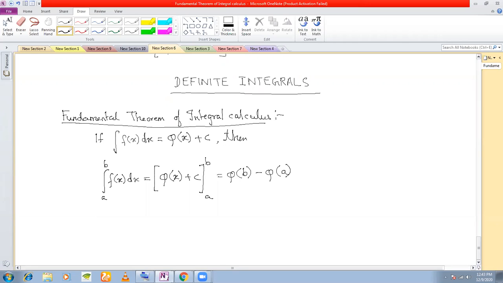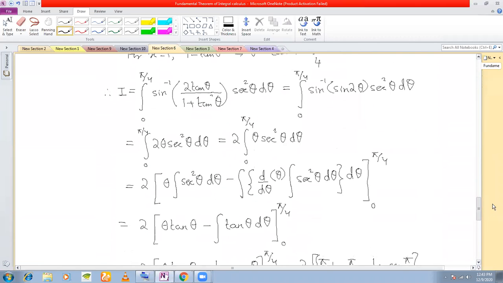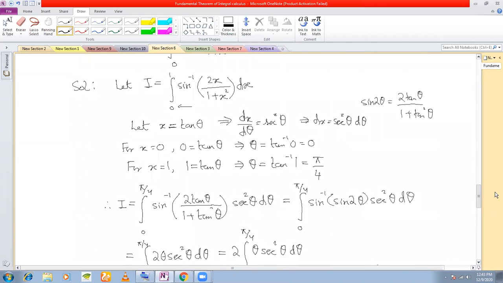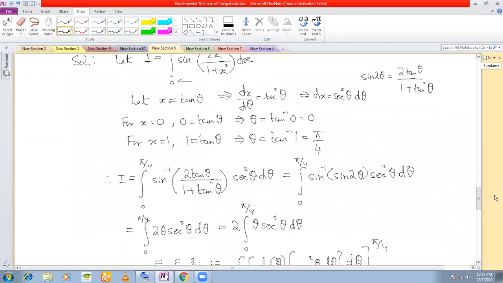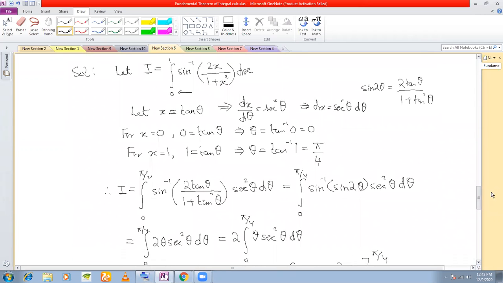Yesterday I also discussed change of variable: instead of applying the fundamental theorem directly, you change the variable, then change the limits, and then apply the fundamental theorem. That makes things a little easier. If you recall what I did yesterday, I changed the limits and then used the fundamental theorem.